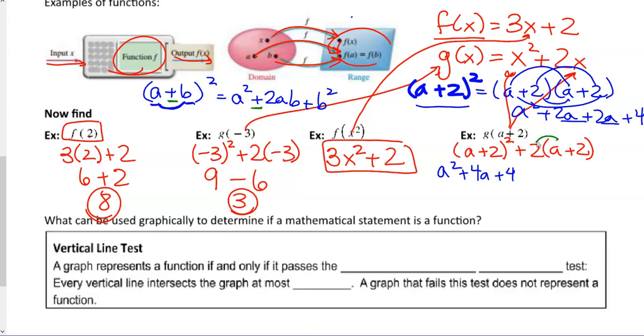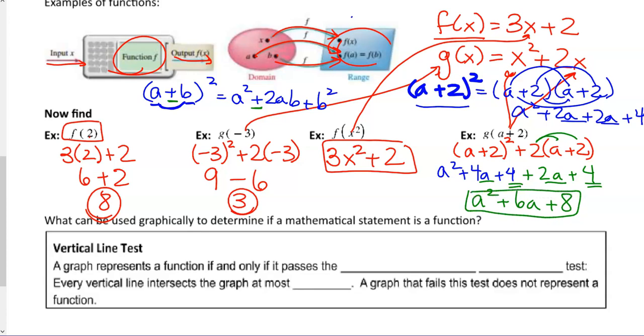Now I'm going to go ahead and distribute here so we can finish off our g of a plus 2. So I'm going to do plus 2a and plus 4. And so this ends up getting me a squared. Combine these two a's would be a 6a. And combining those two 4's that I have there as my constants gives me a plus 8 at the end. So a squared plus 6a plus 8 is going to be my final answer. Little delay there. Sorry about that.